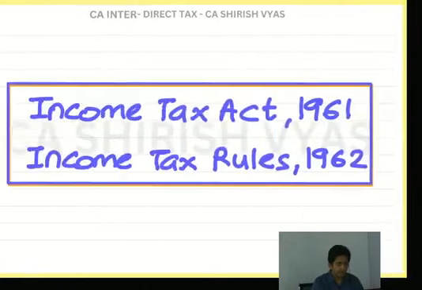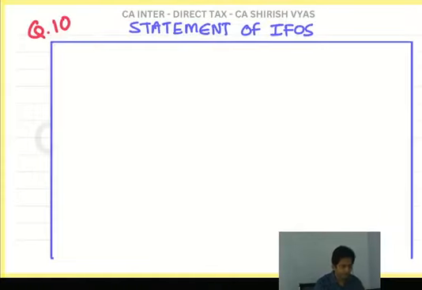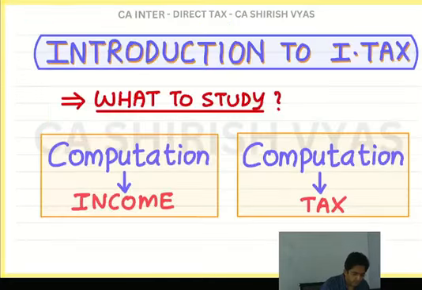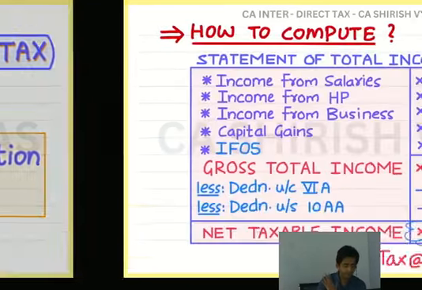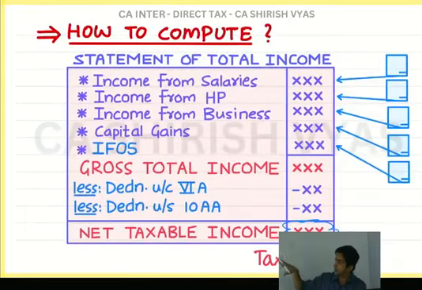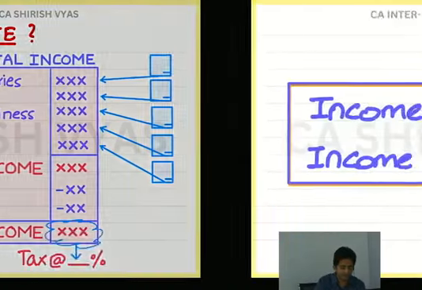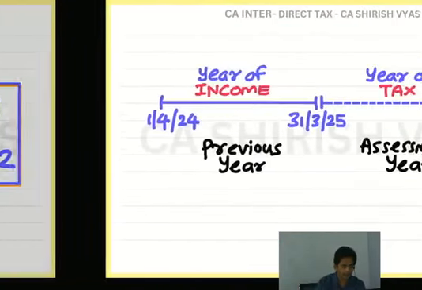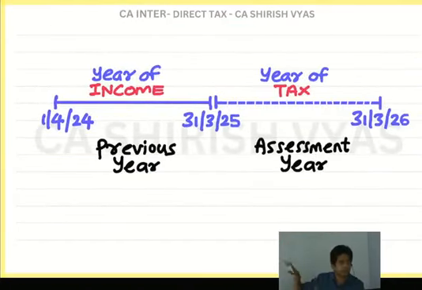This completes your introduction of income tax. So in the introduction, I explained this thing. Then look at the slides. Then I gave the synopsis of how to compute the income. And then our law. And then the concept of previous year and the assessment year.